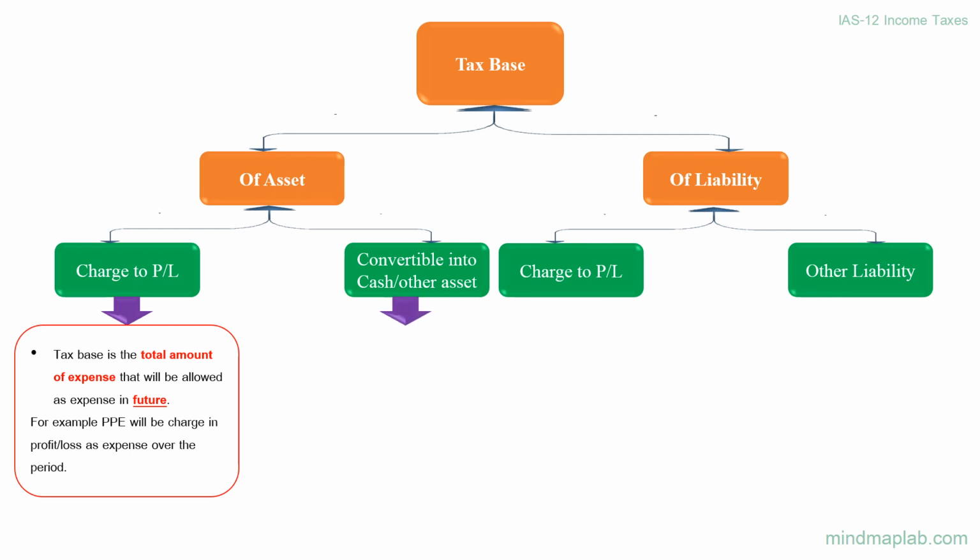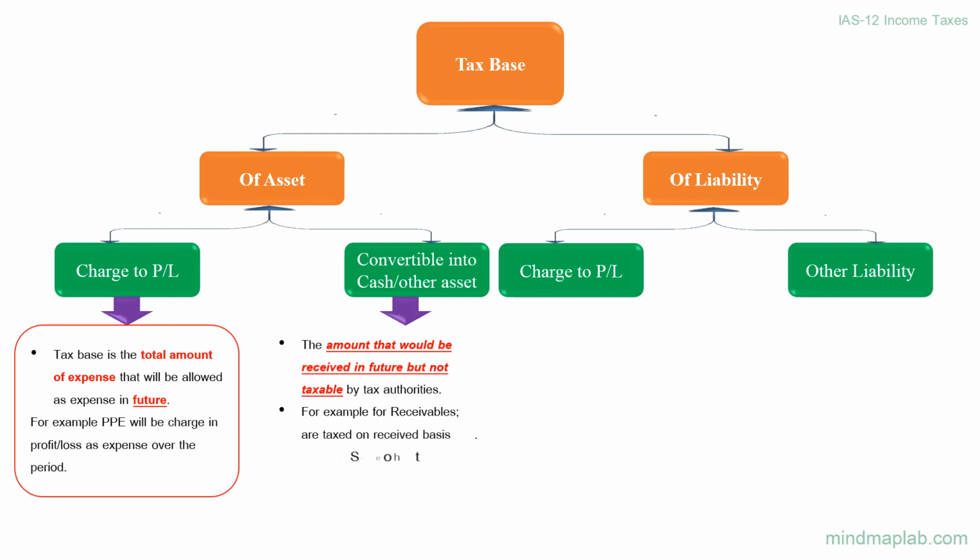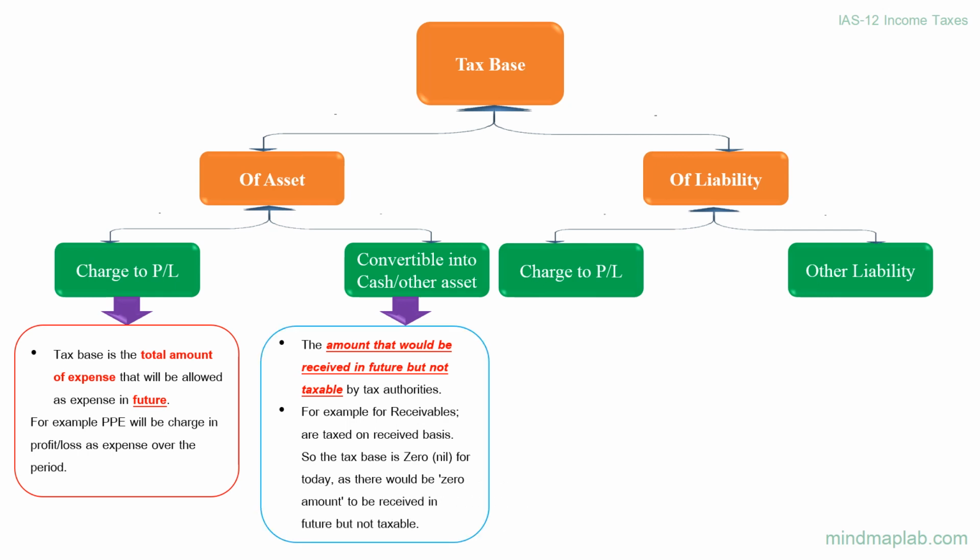Tax base of assets convertible into cash, or other assets: the amount that would be received in future but not taxable by tax authorities. For example, receivables are taxed on a received basis. So the tax base is 0, nil, for today, as there would be 0 amount to be received in future but not taxable.